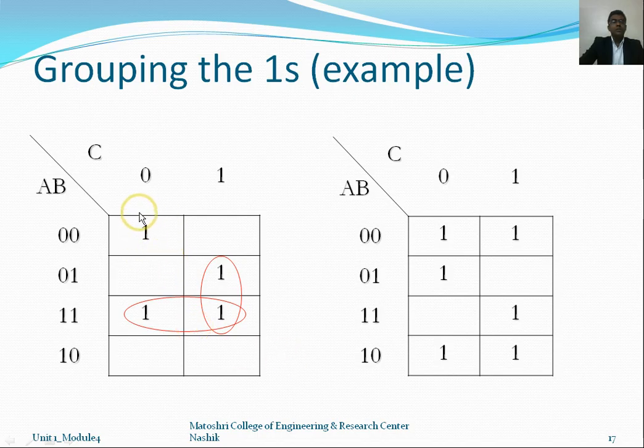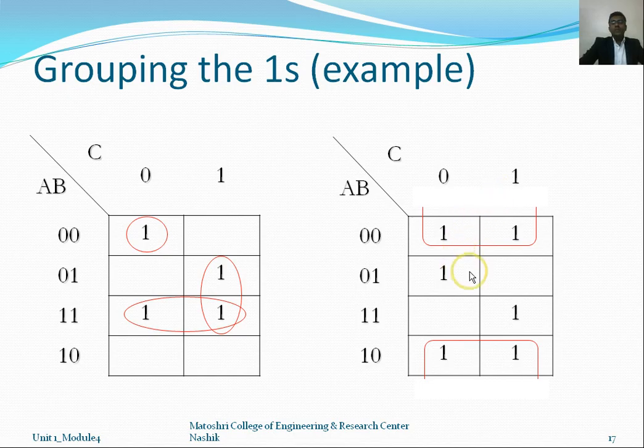Now what about this single one? The single one has no adjacent one, because all the adjacent cells of this one are empty. There is no one nearby available in order to make a group. So that's why this is an individual. Individual is nothing but a single group. Single one is there. Okay.